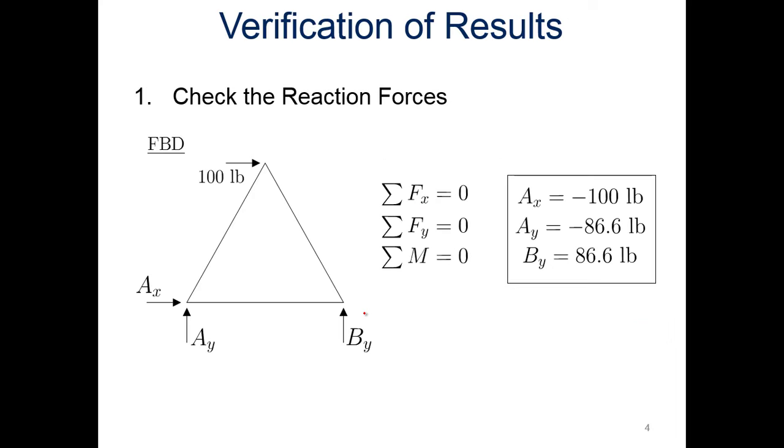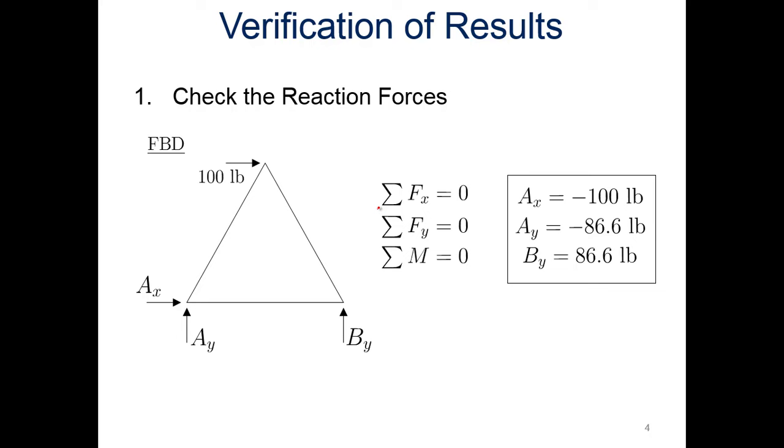All right, so let's focus on the verification of results for a bit here. One of the things we can do to verify our results is we can check our reaction forces. So in this case, we have the triangle, similar setup to an example we've looked at before. But we're fixed here at node A and at B we had a rolling joint, so we're just no motion in the y direction.